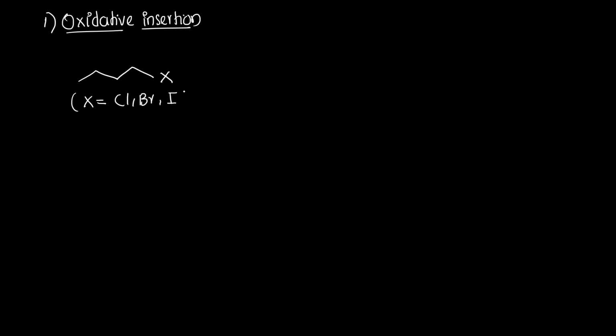So the first method is the oxidative insertion. I have taken an alkyl halide. X can be fluorine, bromine, or iodine, and you treat this with magnesium metal. You will generate the Grignard reagent. So this is the Grignard reagent.